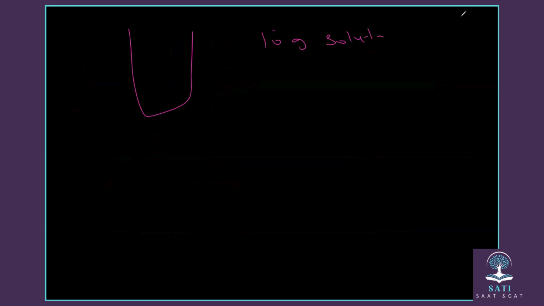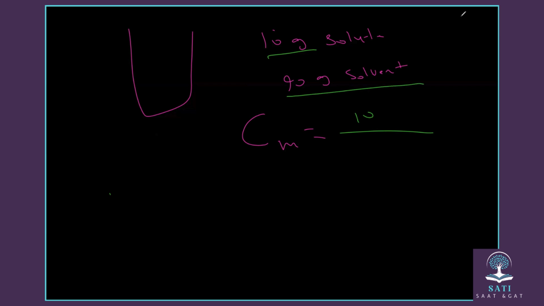10 grams of solute. And we have 90 grams of solvent. What is the concentration by mass? What is concentration by mass for the solution? It's going to be, as we said, mass of solute, which is 10, over mass of what? Is it over 90, which is mass of solvent? No, because the denominator here has to be the solution.